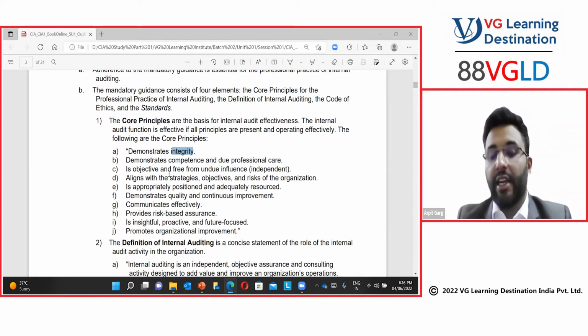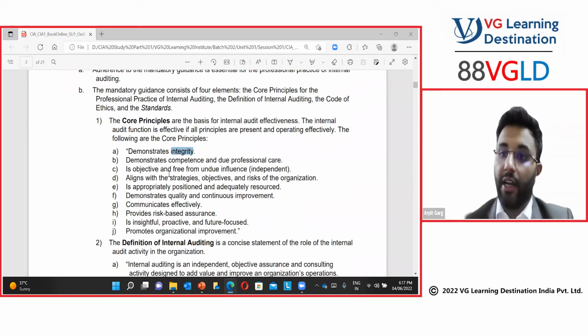So let's say the examination asks: in order to say that an internal auditor is complying with the IPPF framework, can internal auditors say they are complying if they're following the standards and code of ethics, or do they have to categorically say that they are following the definition, core principles, standards, and code of ethics?